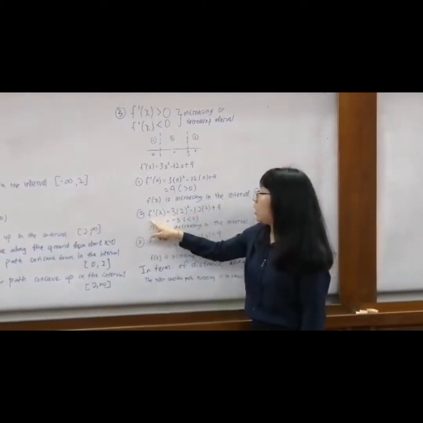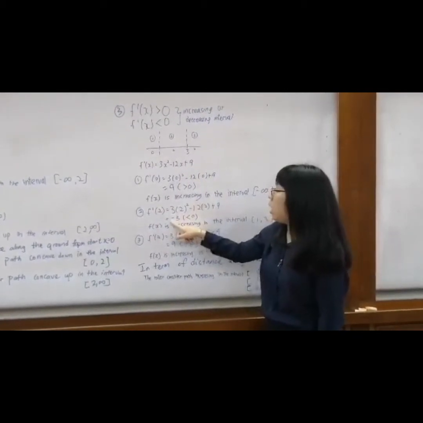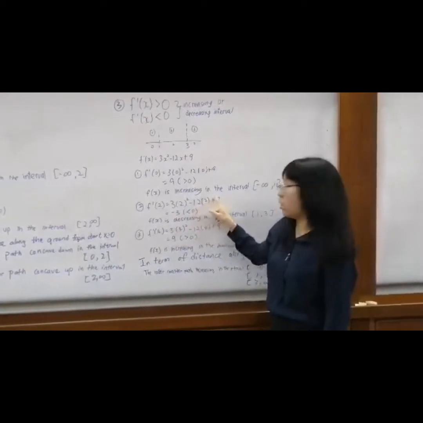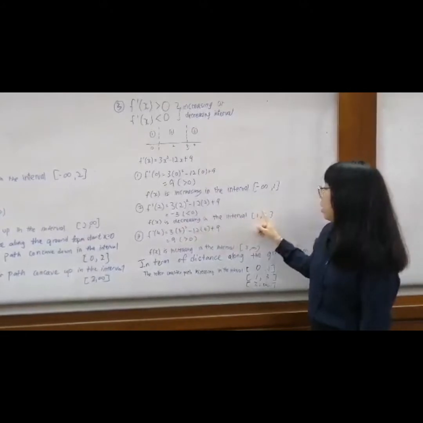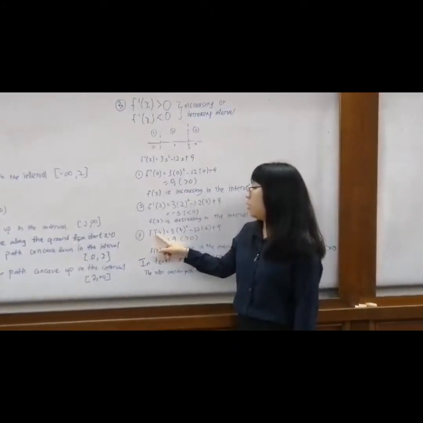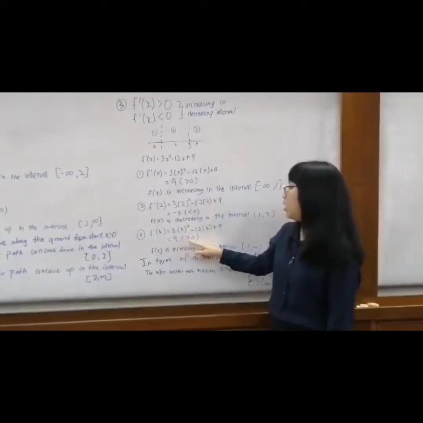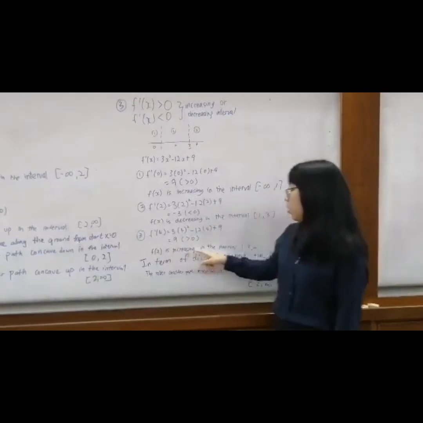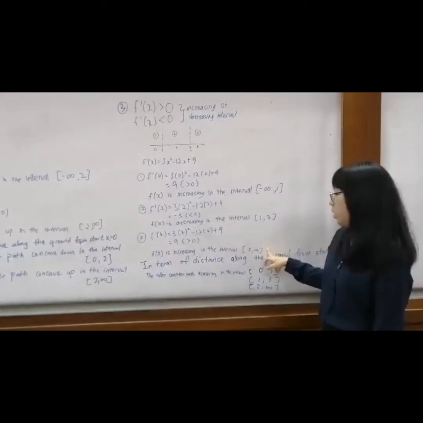The second step is we substitute 2 in this equation so that we can get negative 3, which is smaller than 0, which means f(x) is decreasing in the interval from 1 to 3. The third step is we substitute 4 in this equation, so we get 9 that is bigger than 0. So f(x) is increasing in the interval from 3 to infinity.